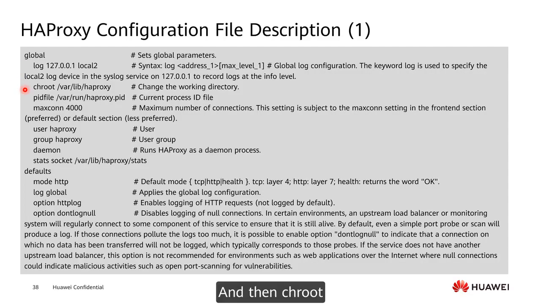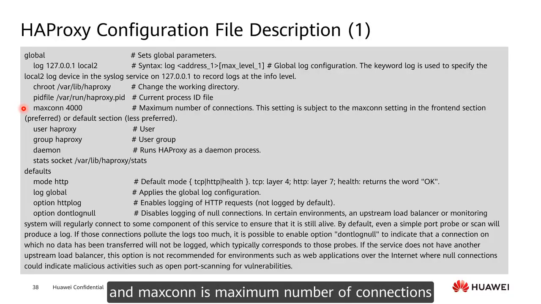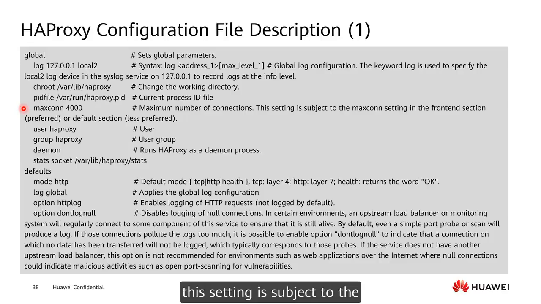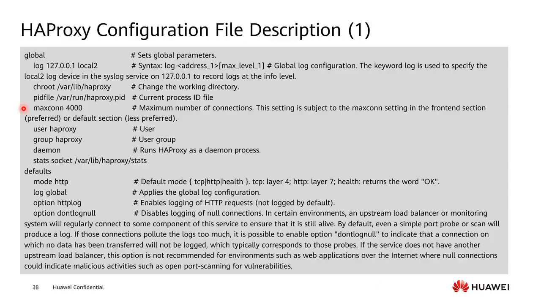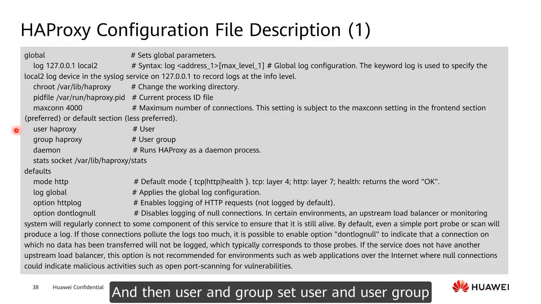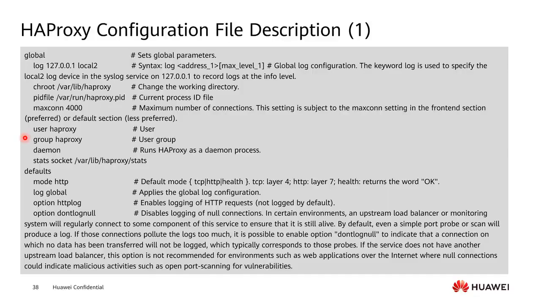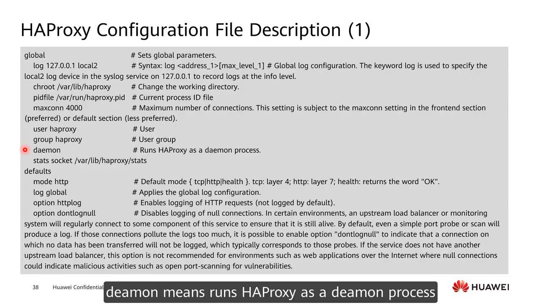And then chroot is used to change the working directory. PID file is the current process ID file. And maxconn is the maximum number of connections. This setting is subject to the maxconn setting in the frontend section or defaults section. And then user and group set the user and group. Daemon means running HAProxy as a daemon process.